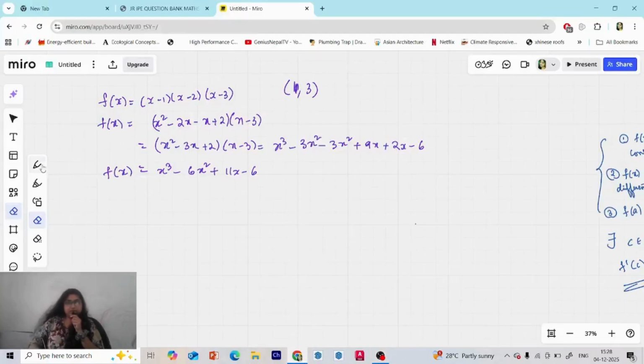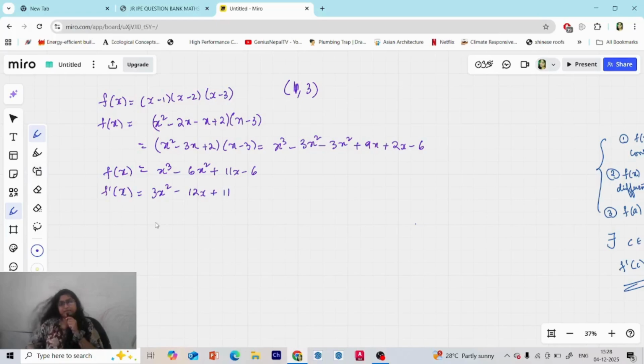Alright, so let's do f dash x here now. f dash x is equal to 3x square minus 12x plus 11. Now what are they saying? f dash c should be equal to 0 and there are more than one value of c. This is what we have to prove. So first we do f dash x is equal to 0. Equate it, 3x square minus 12x plus 11. 11 3s are 33.